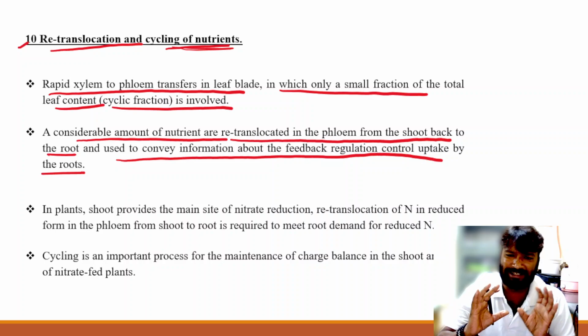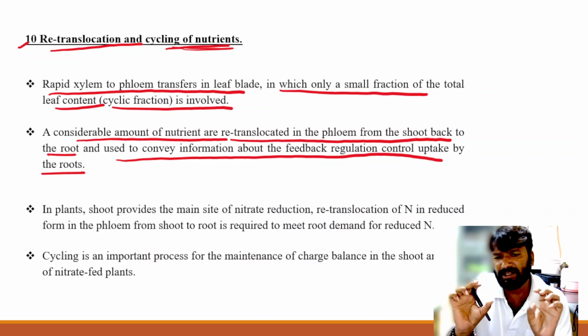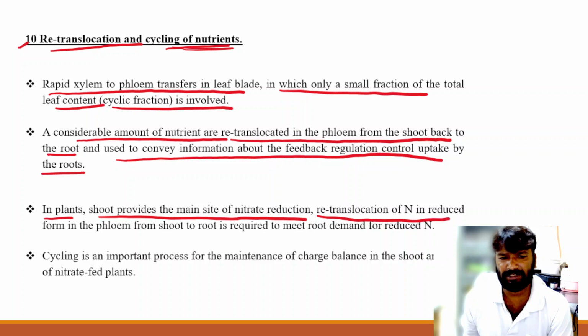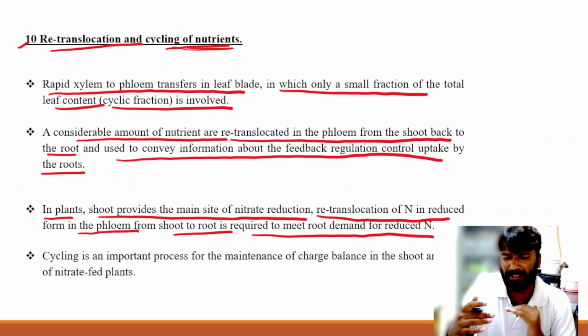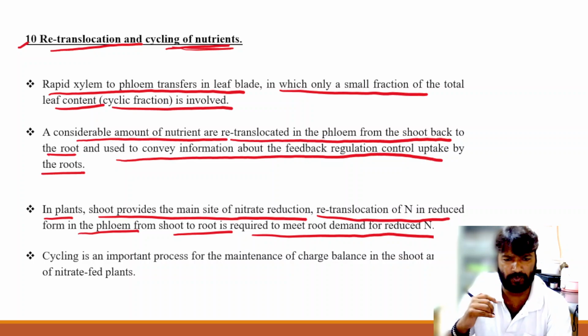So this regulates the feedback regulation that we have sufficient quantity of this nutrient. In plants, roots provide the main site of nitrate reduction. Retranslocation of nitrogen in reduced form in the phloem from shoot to root is required to meet root demand for reduced nitrogen. So when there is a need for reduced nitrogen, at that time there will be a retranslocation of nitrogen from shoot to the roots.